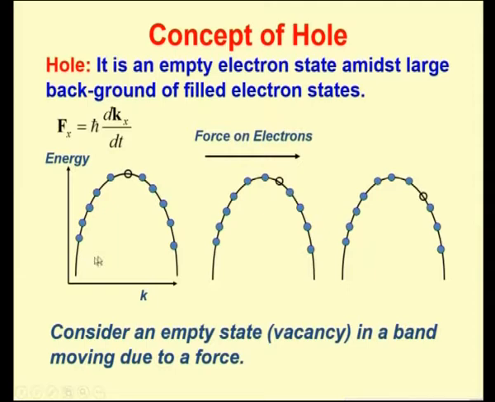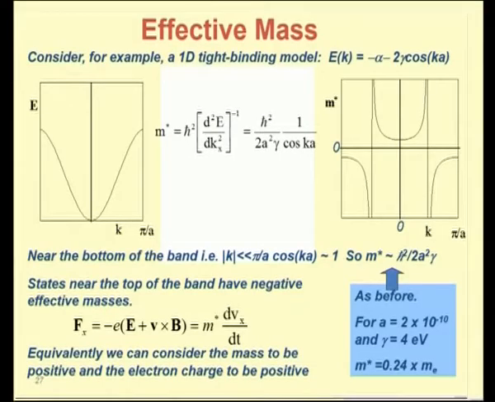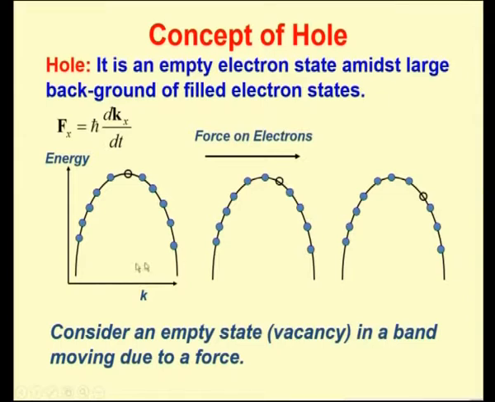Then we have the concept of a hole. If you take this m star, it also goes negative, particularly near the top of the bands. So, when a band is filled almost close to the top, the effective mass turns out to be negative, and this is the region where the effective mass goes negative, and a negative effective mass electron is termed a hole.